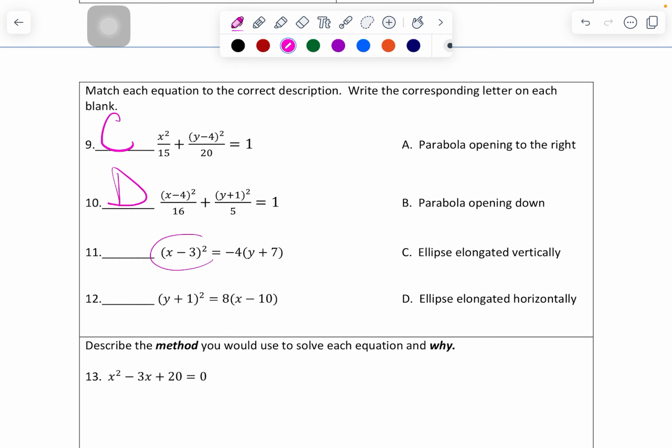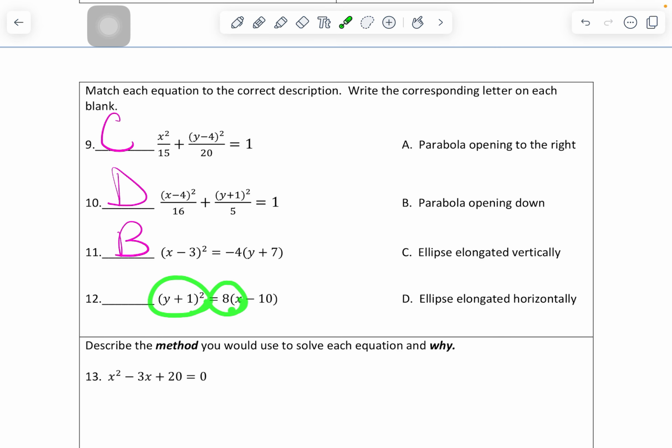All right, this is x squared. Whoops. This is x squared in a negative, which means we're going to be opening down. So that's going to be B. And this is y squared in a positive, which means we're opening to the right. So there's A. All right.